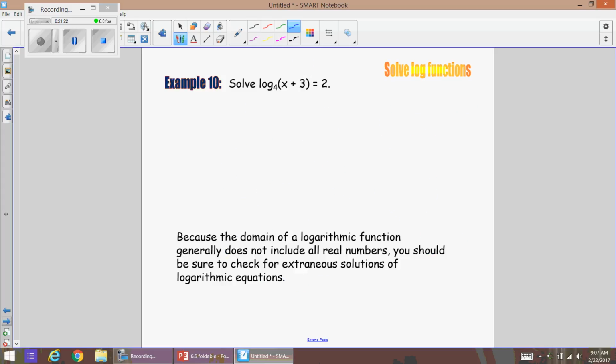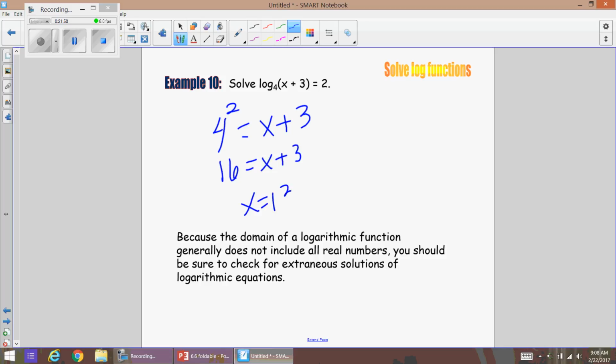We are just hopping along here. All right, solve. It's log base 4 of x plus 3. It equals 2. You're like, wait, it's 1 log equals a number. I'm stuck. But I'm in logarithm form. So what can I do? I need to write it in exponential form. So the base is 4 to the 2 power equals x plus 3.